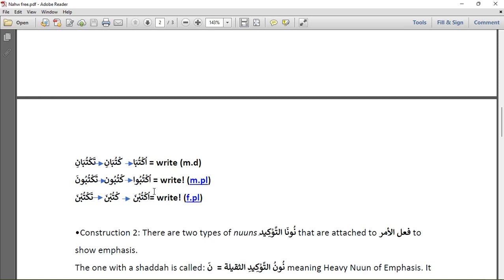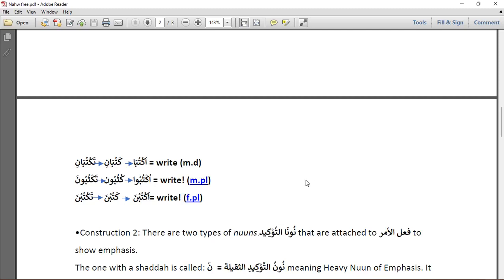Then the next one will be taktubina. That is the singular form of mukhataba, the second person female verb. So what do we do? We remove the noon because that's the rule. We remove the noon and the harful mudara. So we are left with kaf taking sukun. When we add hamzatul wasl, we have uktubi.